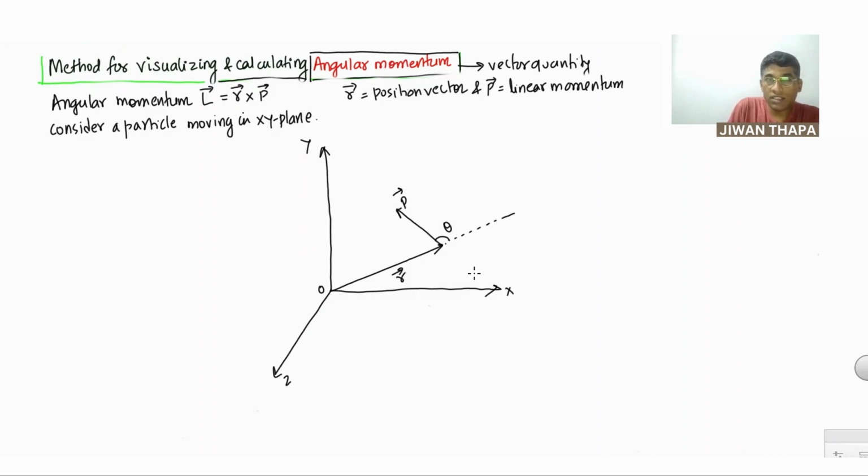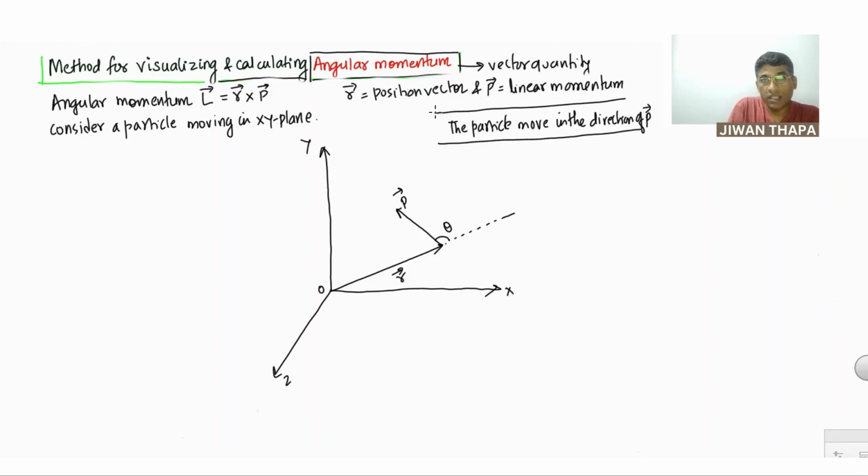Now, in this situation, the particle moves in the direction of linear momentum. So we have this. This is to be noted. Now, let us find the direction of angular momentum, and we use the right hand rule. We use the right hand rule to find the direction of angular momentum.